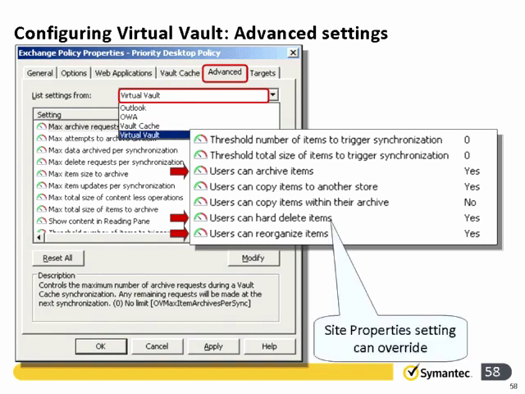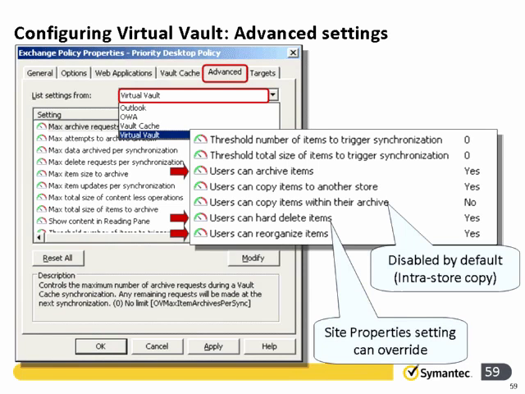One of the issues about the hard delete, do realize that the site property setting can override what you have configured here in the desktop policy. And then also, if you do use the can users copy items within their archive and you change it from its default no to yes, you do have to worry about the issue of having multiple copies of that particular item in the Virtual Vault.